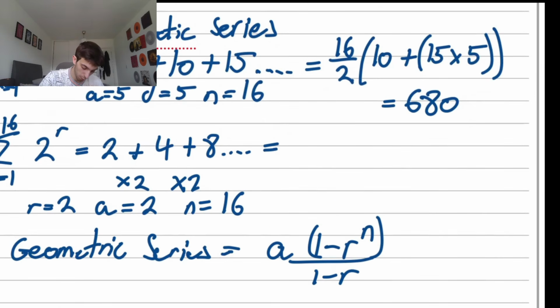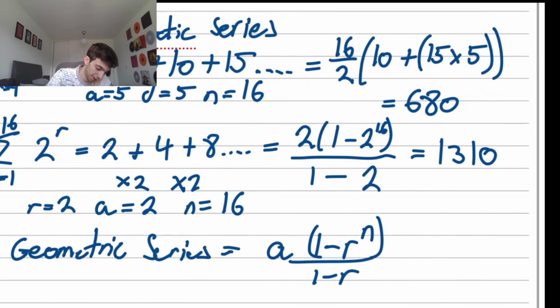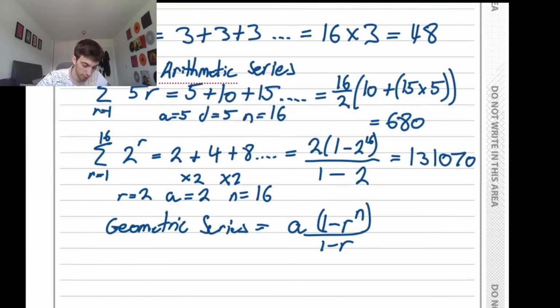So just plugging it into the formula, we have 2 multiplied by 1 minus 2 to the power of 16, all over 1 take away our common ratio of 2, so that's 1 minus 2. Plug this into your calculator: 2 to the power of 16, 1 minus our answer, multiplied by 2, then answer divided by 1 take away 2, so that's minus 1. This gets us an answer of 131,070.